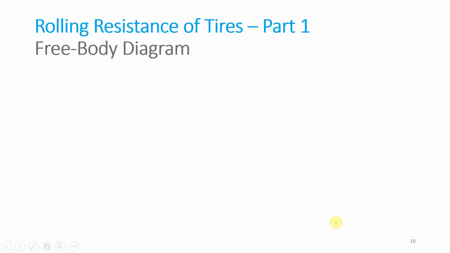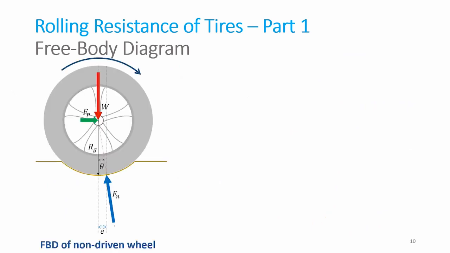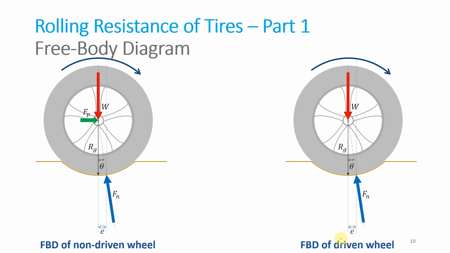Now let's come to the free body diagram of the wheel on a soft surface that we have just discussed. So these are the forces acting, and this Fp should act in order to sustain this tire with a uniform velocity. Now let's see what happens in the case of a driven wheel. In a driven wheel we know that we have to apply a torque T to create a force at the interface of the tire and the ground, and that force Fp should match the horizontal component of Fn.